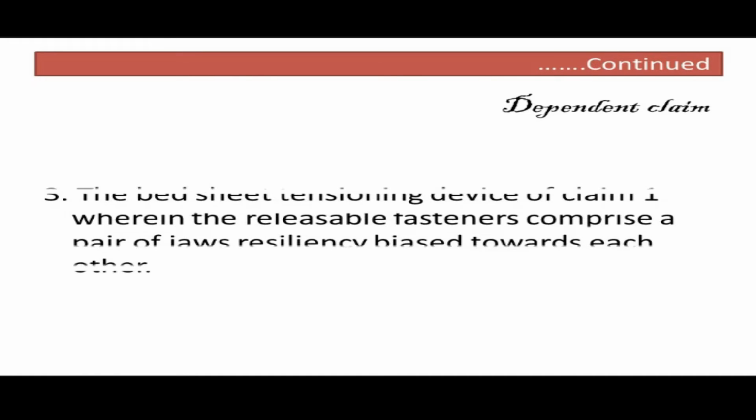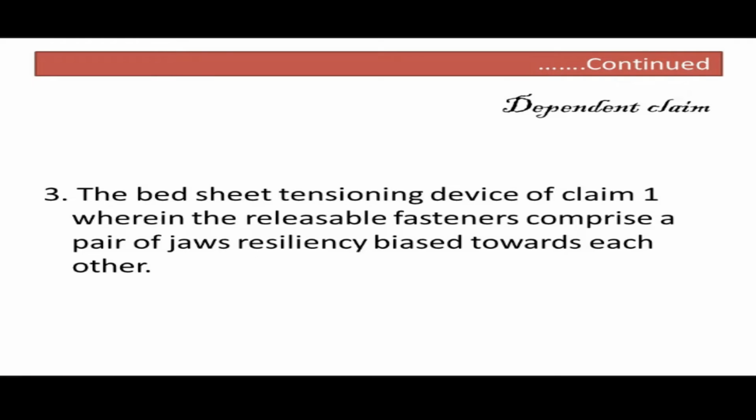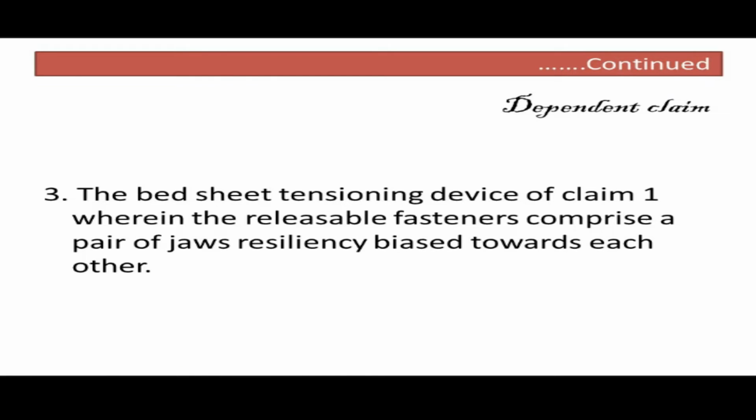Then it goes on. You can have very many claims, as many claims as you can claim, but definitely it should be your claim and not somebody else's claim. The bedsheet tensioning device of claim one, again, it's a dependent claim because it refers to the independent claim of claim number one, wherein the releasable fasteners comprise a pair of jaws resiliently biased towards each other. So this is a different form of the same device.